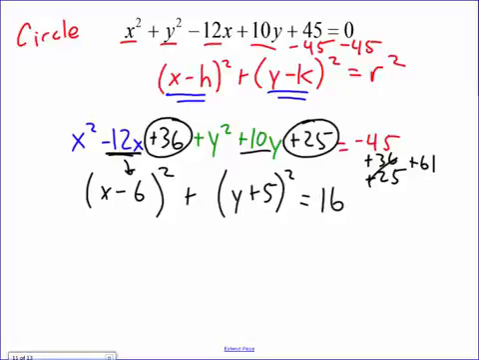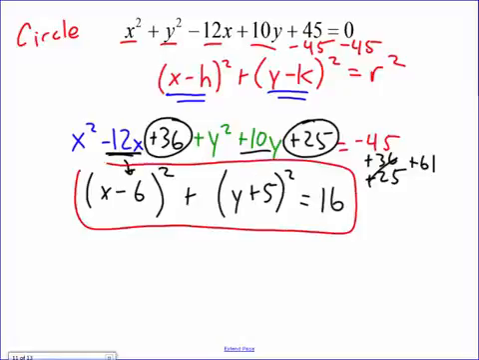So is that my equation of the circle? Yeah, I'm actually done. That would be it right there. And if I wanted to state the things of the circle, I would say that the center is at (6, negative 5), and that the radius is square root of 16, which is 4. There we go.